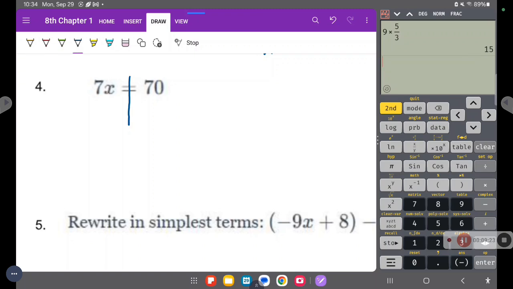Lunch. Yeah. Okay. So that's correct. So we're going to divide by 7 on both sides. So what am I left with? Connor, what am I left with? X. Bring down your equals. 70 divided by 7. Yeah, 10. 10 is correct. Are there any questions on how we did that?